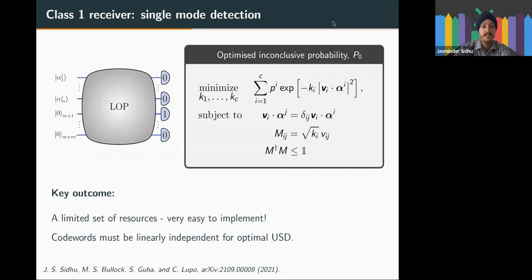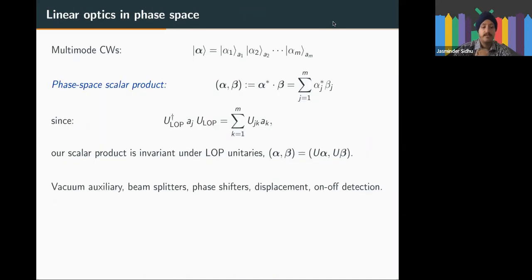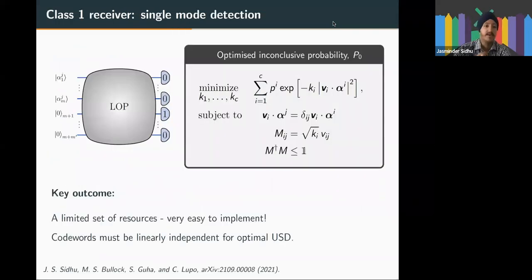Now, under this limited pool of resources, we'll construct multiple receivers. So our class 1 of receivers, which use single mode detection. On the left-hand side, what we're doing is mixing our signal coherent state modes with vacuum at an LLP unitary, and we consider just a single mode detection. So you can see just one across all the modes.